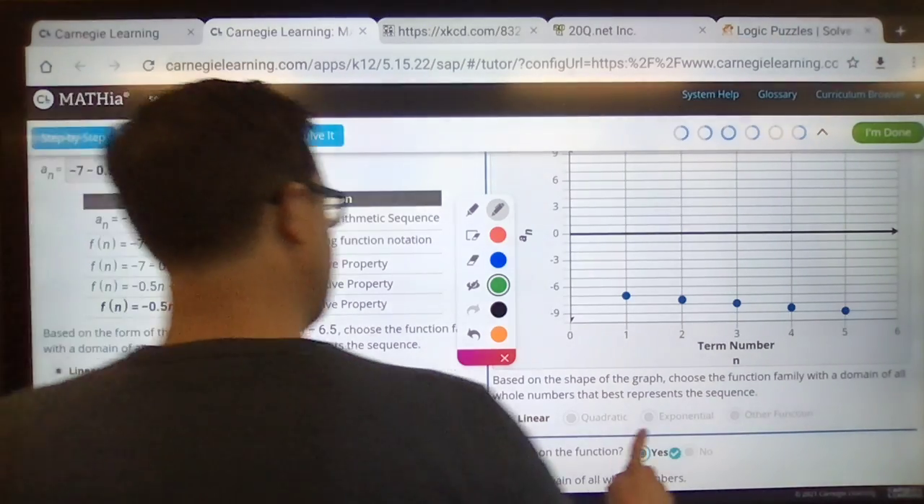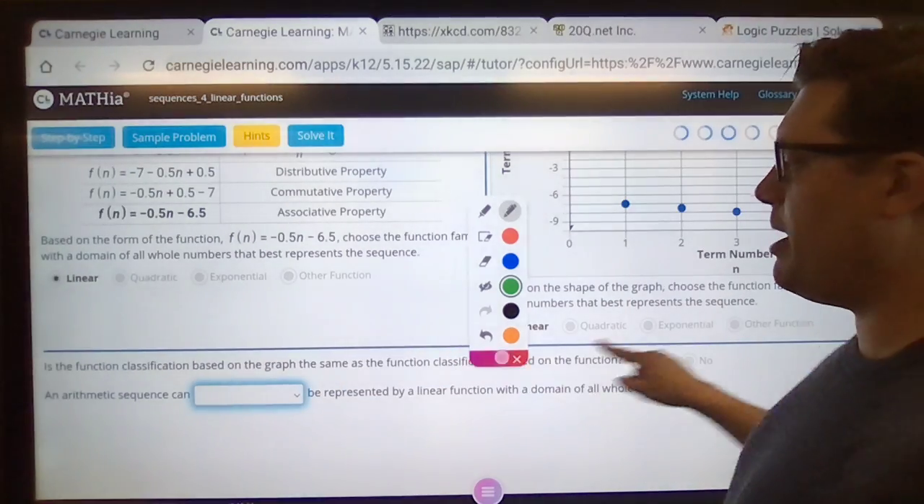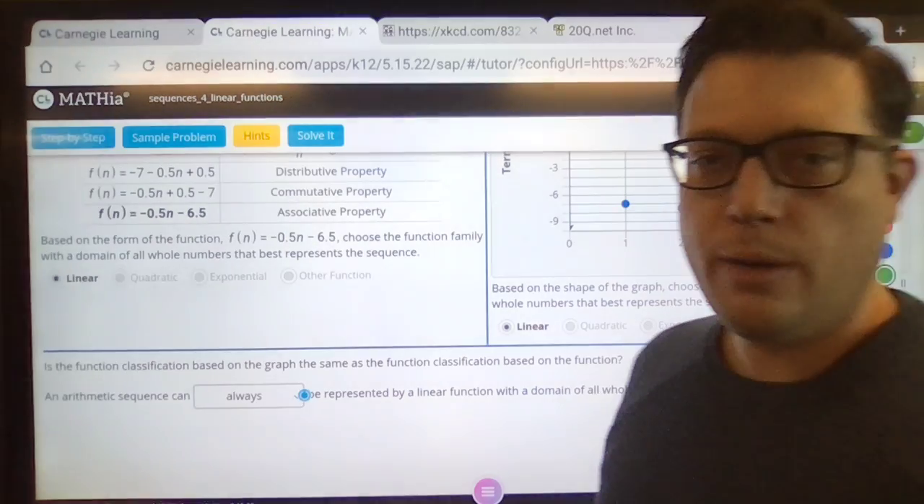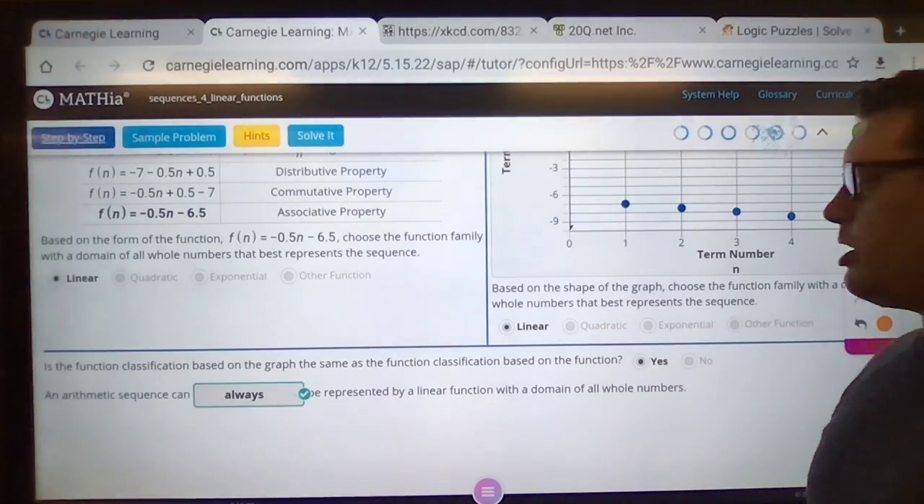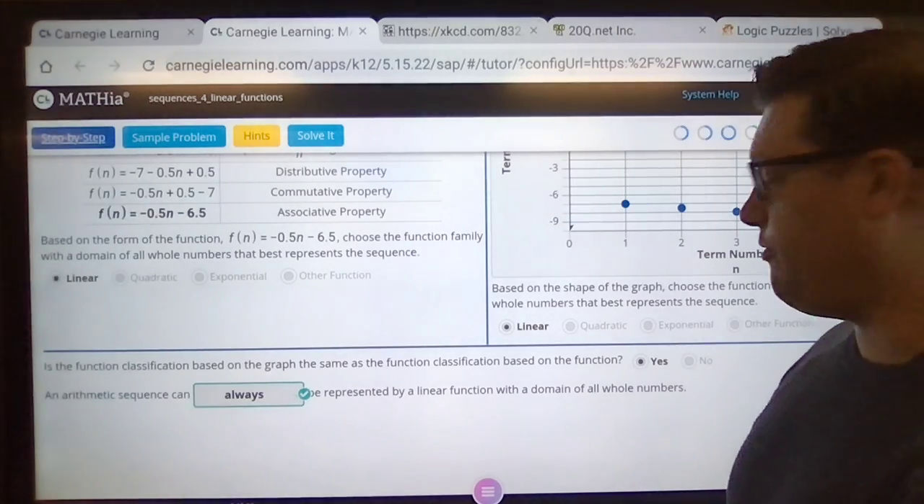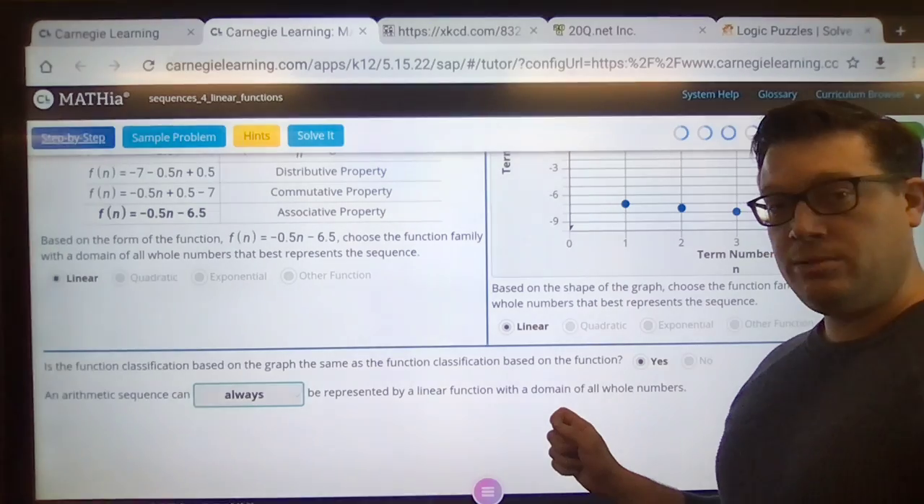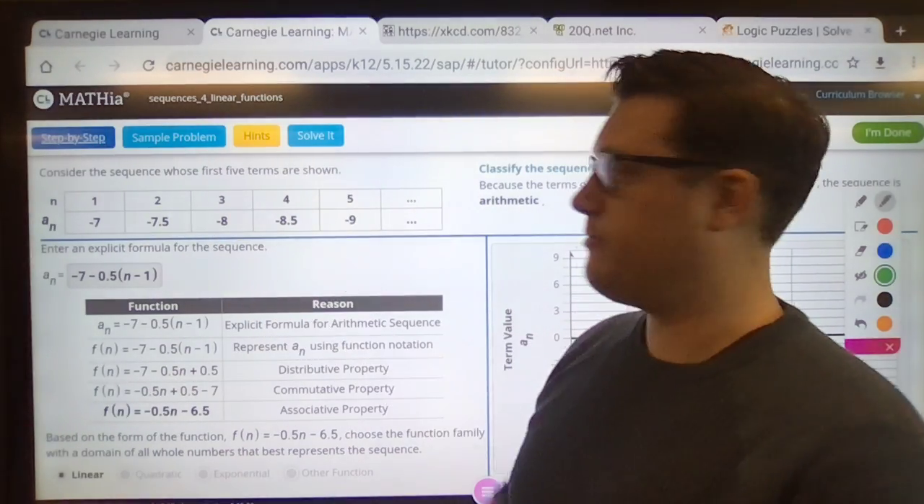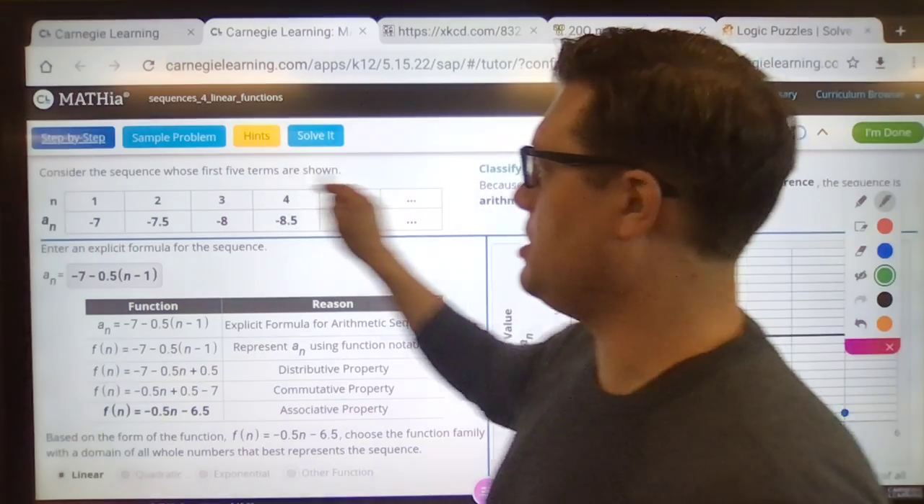Here we go. Let's answer the last question on here. An arithmetic sequence can always be represented by a linear function with the domain of all whole numbers. Domain, that's these numbers, 1, 2, 3, 4, 5. This is the domain of the sequence.